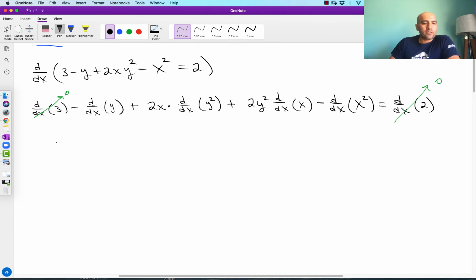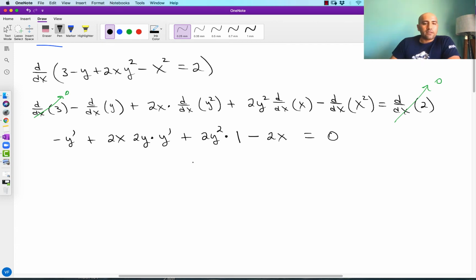This is what we're after, so this is going to be minus y prime plus 2x, and now the derivative of this, we got to use our chain rule. It's going to be 2y times dy dx, which is going to be the y prime, plus 2y squared times, and then the derivative with respect to x of the x function, that's just going to be 1, minus, and then the derivative of this function is going to be 2x to the power of 1, or just 2x, equals, and then on the other side we just have a 0.